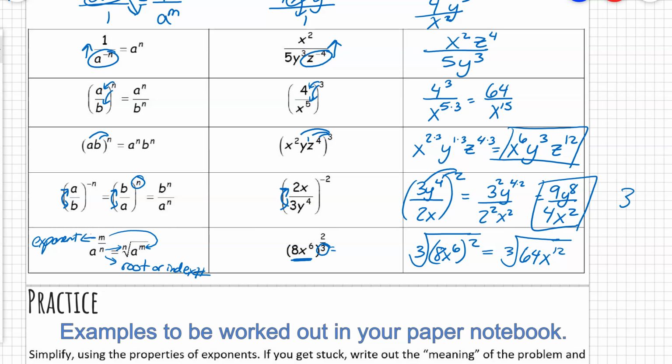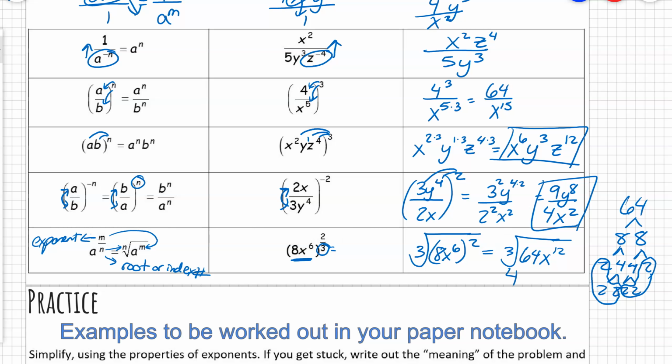64. Let's see if 64 can be broken down into groups of 3. So I'm going to bring 64 out here. We have 8 times 8, 2 and 4, 4 and 2. Okay, and we're looking for groups of 3 numbers. Check it out, we've got some. So the cube root of 64 is just going to give us 4.